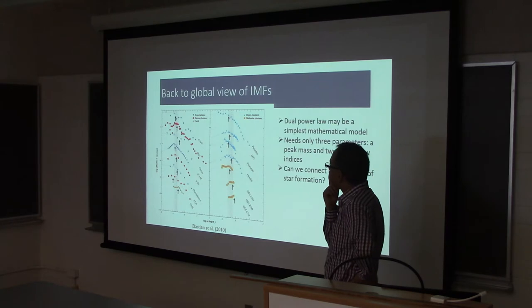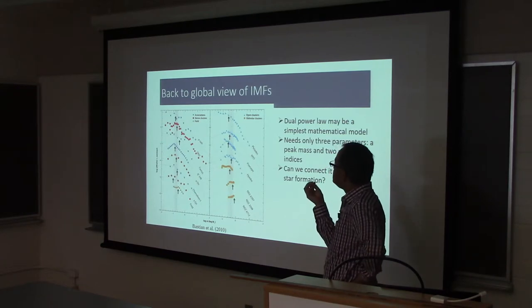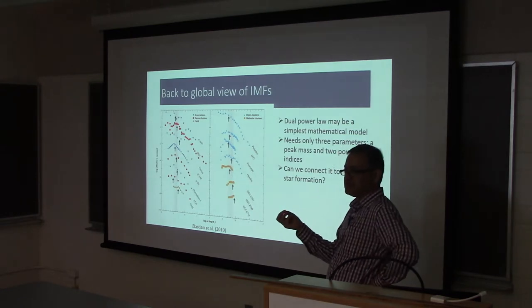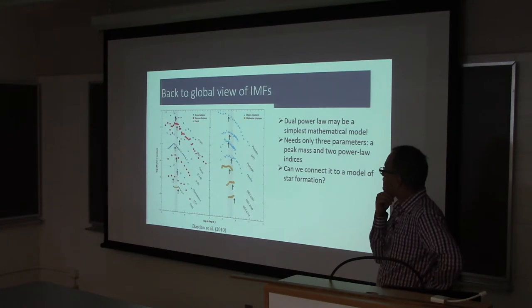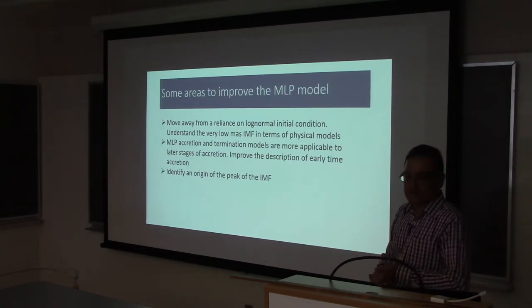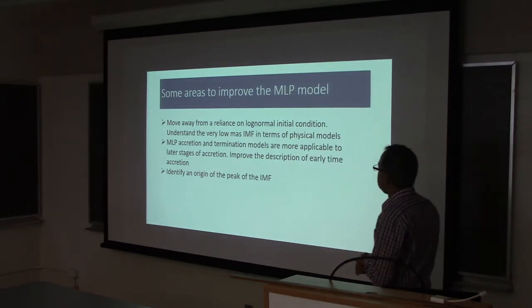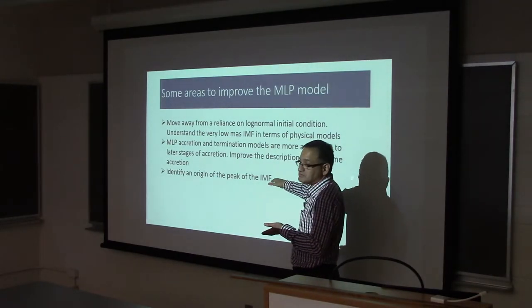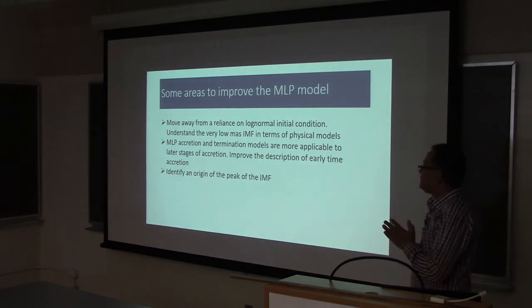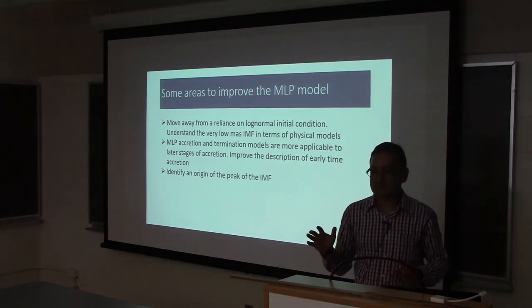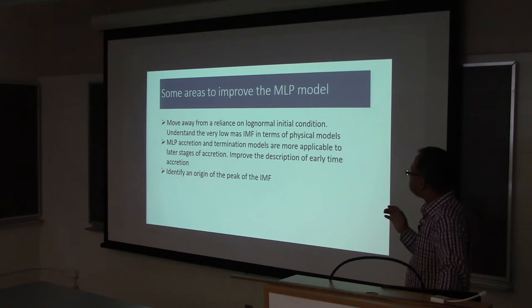And a generative model doesn't have to also assume a universal IMF. In other words, if you have a generative model, you could have different ratios of timescales in different star-forming clouds. Okay, so we tried to move away from the reliance on the log normal initial condition, and in doing so, maybe get a better model for, or get a model at all for, the peak of the IMF. And clearly, one of the weaknesses in the MLP model is the early time accretion. I mean, the early time accretion may not even look like exponential growth, so anyway, we're making one change at a time.